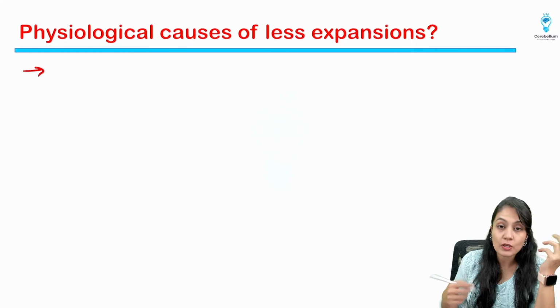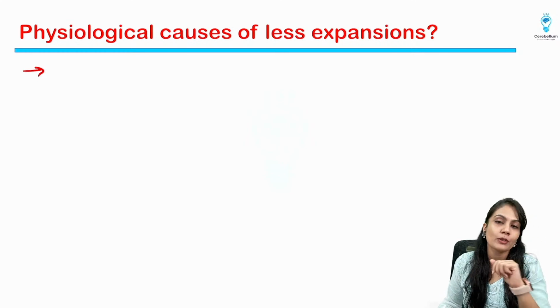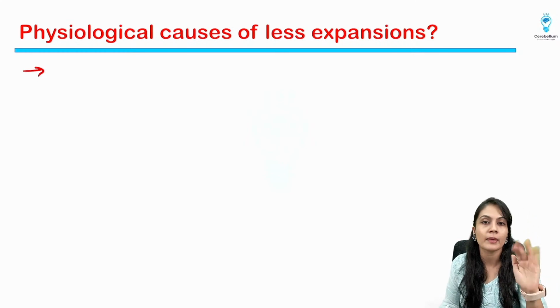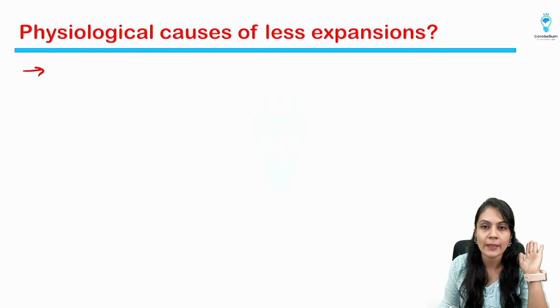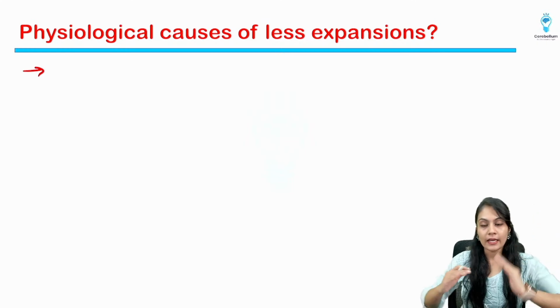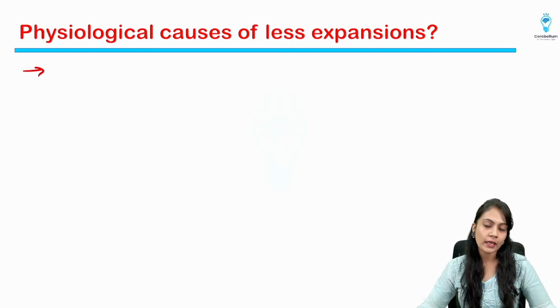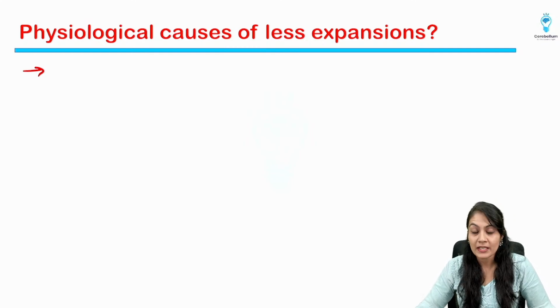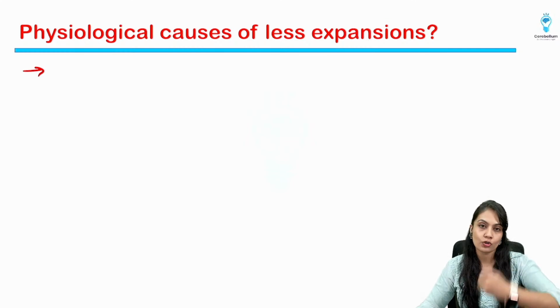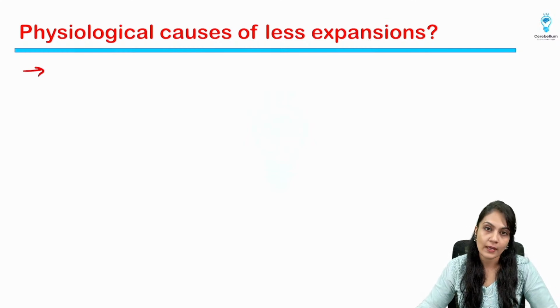So what are the physiological causes of less expansion? Pathological causes, diseases, there are many diseases that you can name me. But what about the physiological causes? Understand, if the abdomen is extended or already expanded, then you have less space for the diaphragm to contract, and that means there will be less expansion of the lung itself or the thoracic cavity.